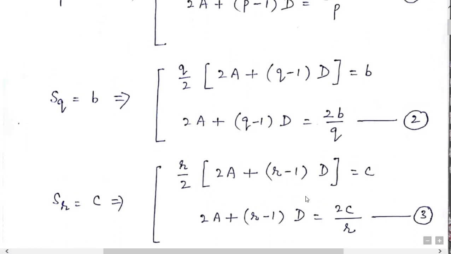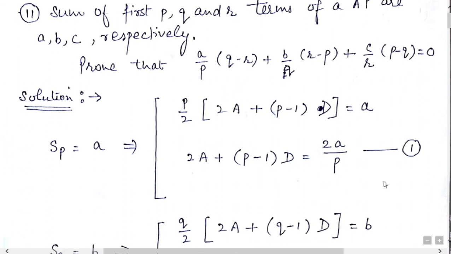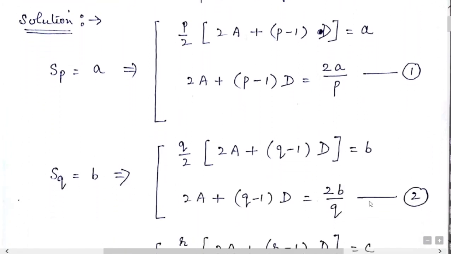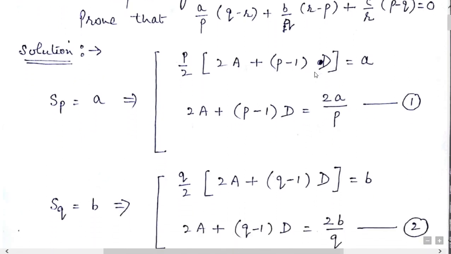Now clearly check these values, 1, 2, 3 equations. This equation is the first equation and this equation is the second equation. Suppose I subtract second equation from first one. 2A and 2A cancel with each other and I can find P minus Q into D is equal to 2A over P minus 2B over Q. It means I can find out the value of P minus Q. Similarly, I can find out Q minus R and R minus P. Let us try to find out the values.